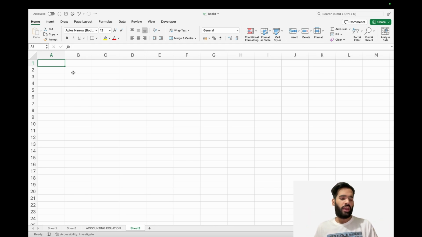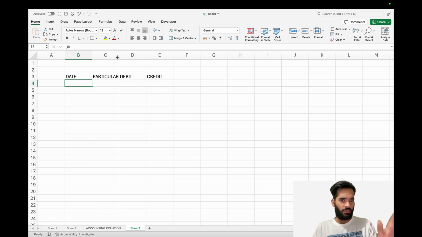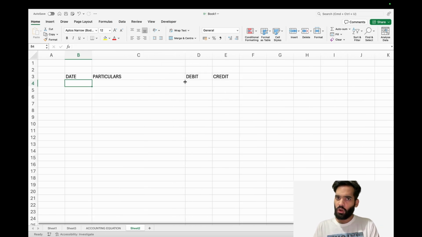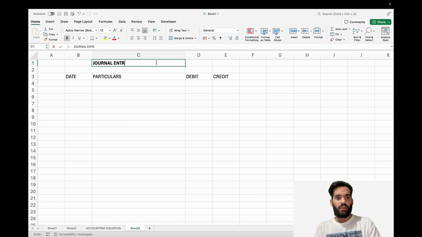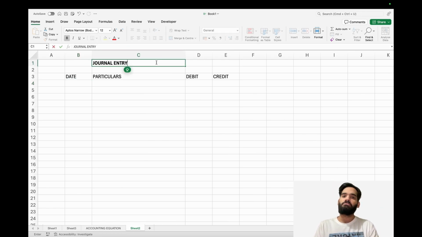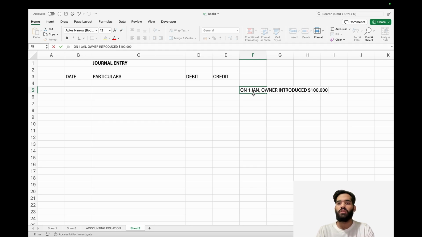So just to show you why I am saying this is very easy to do, contrary to popular belief, I'll make the format of journal entries, and I'll show you with every transaction that if you understand logically which accounts are affected, which is what we just learned in the accounting equation, debits and credits become a no-brainer. Very easy. So let's do the first transaction. Let's say on 1st of January, the owner introduced $100,000 cash into the business.